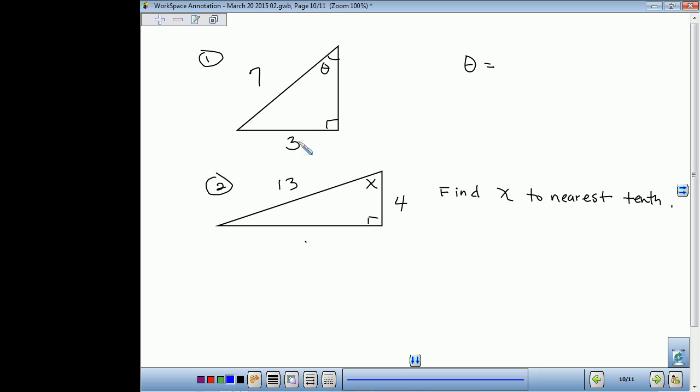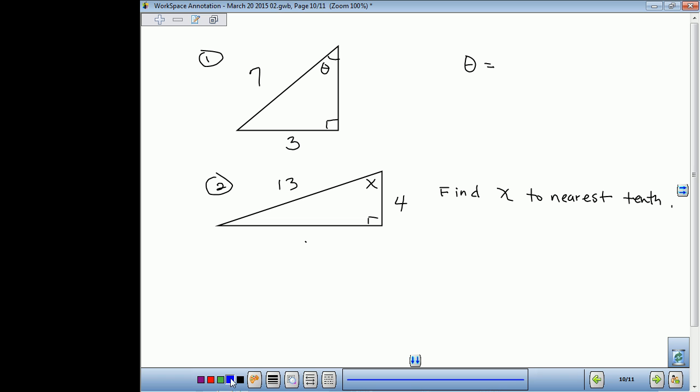Okay. Now these are a little different. We have sides. We're missing angle measures. So what do we do when we're given sides, but we're missing angle measures? So in this first one, I want to find the measure of angle theta. How do I do that?